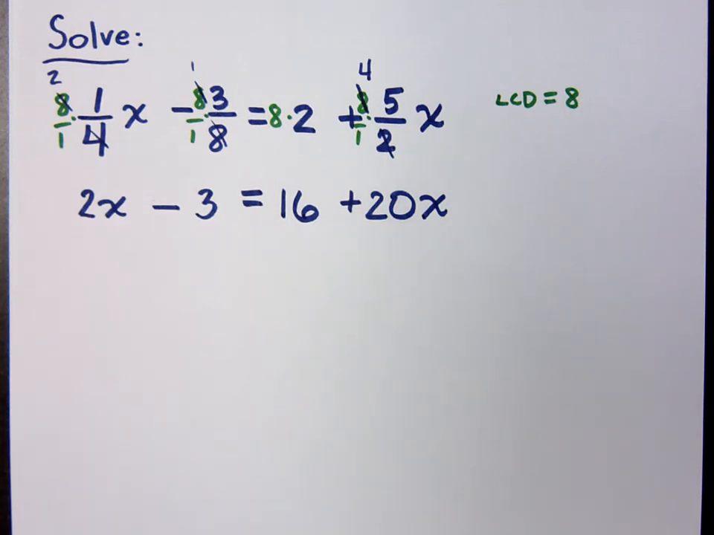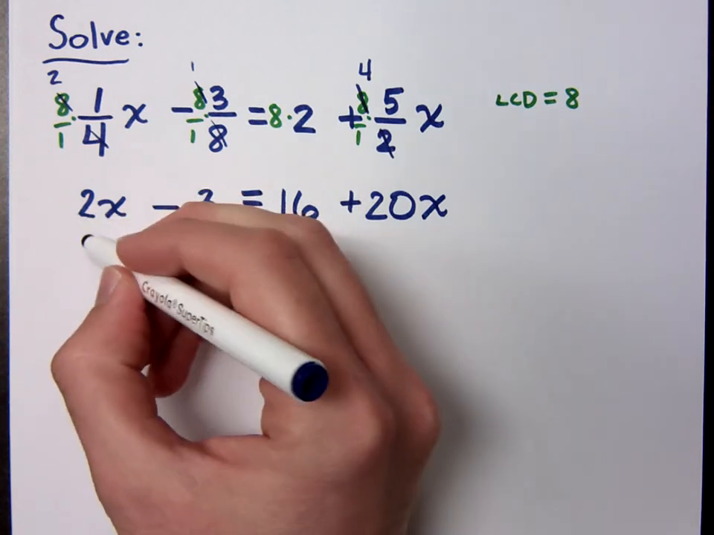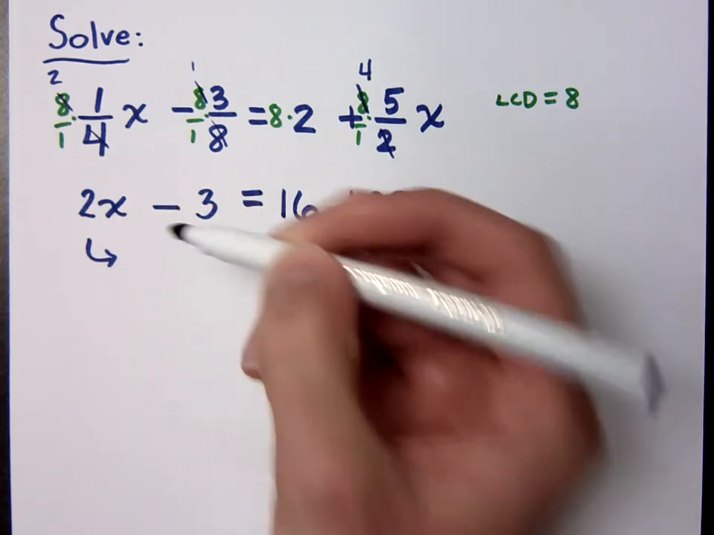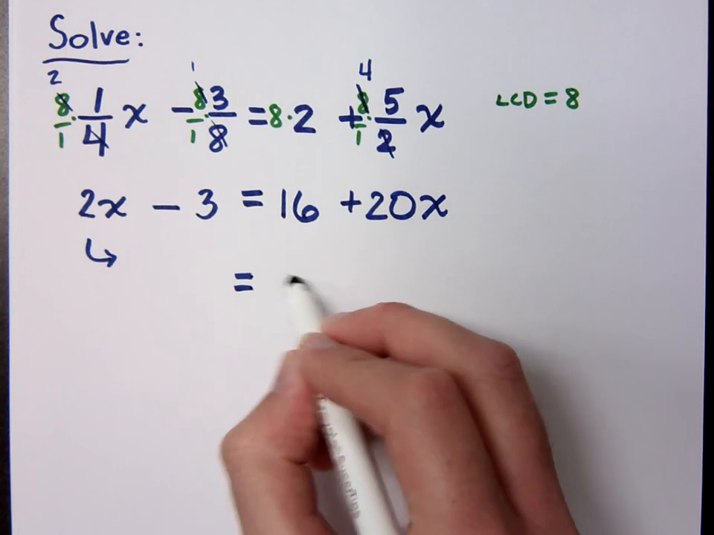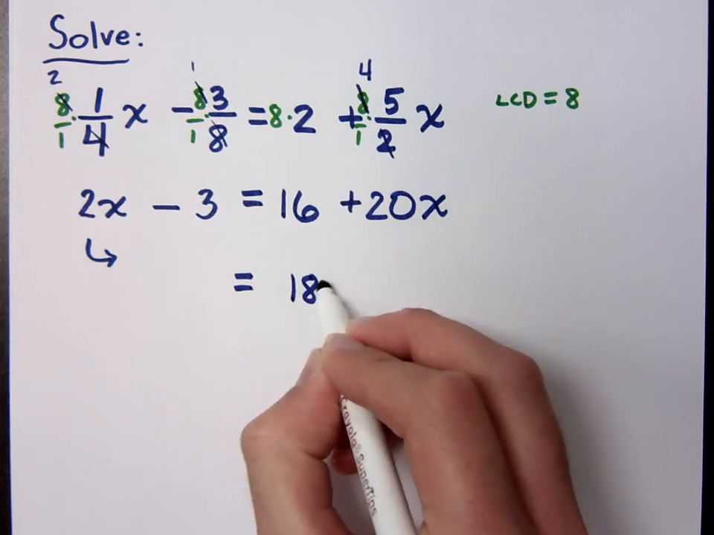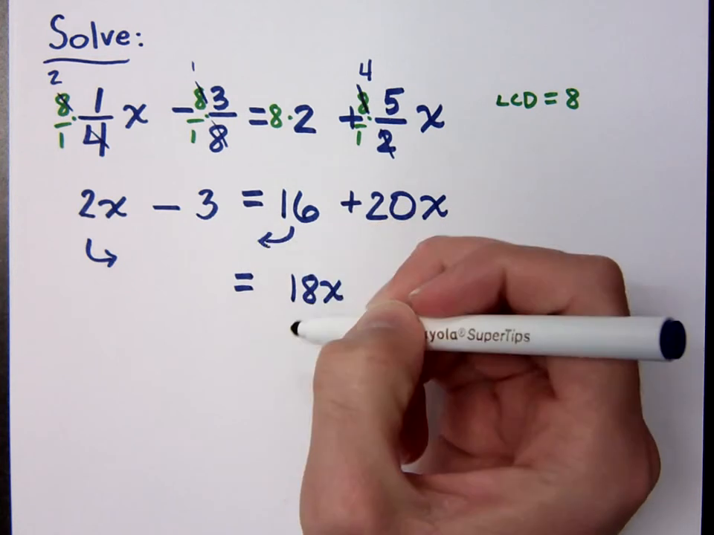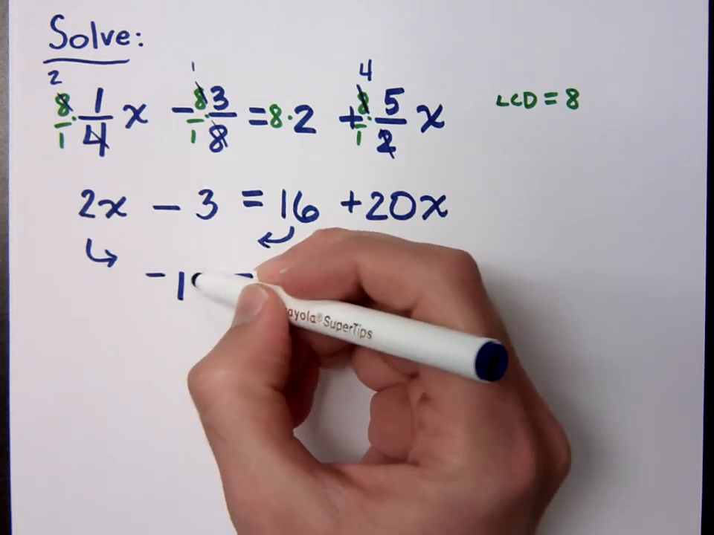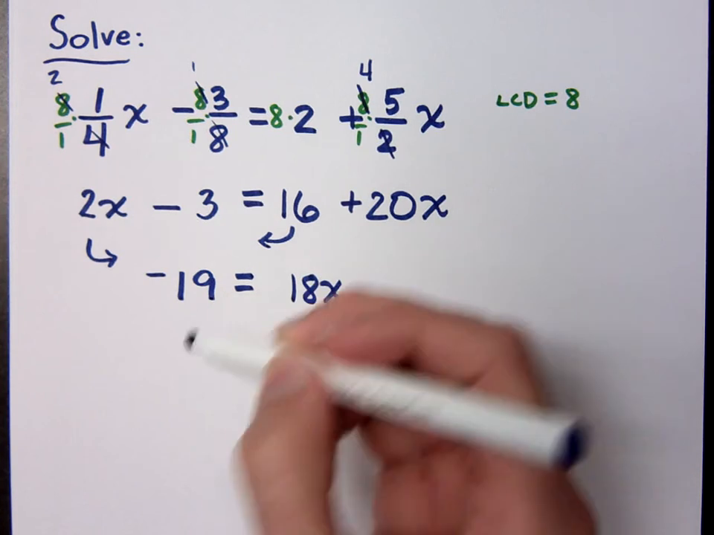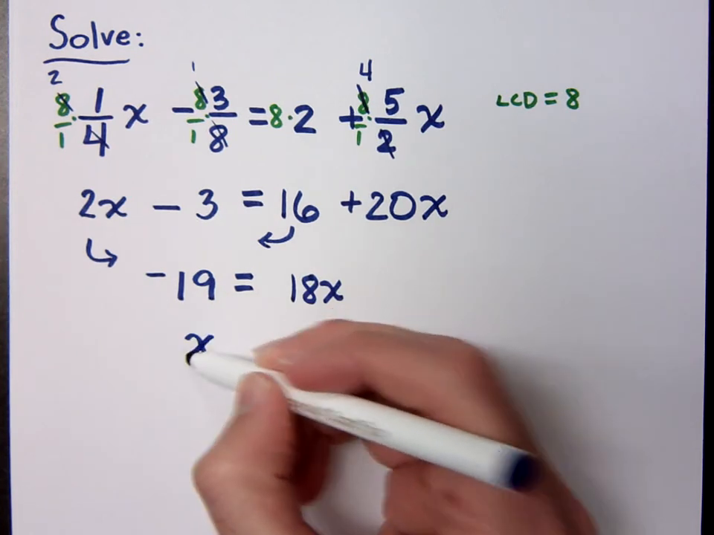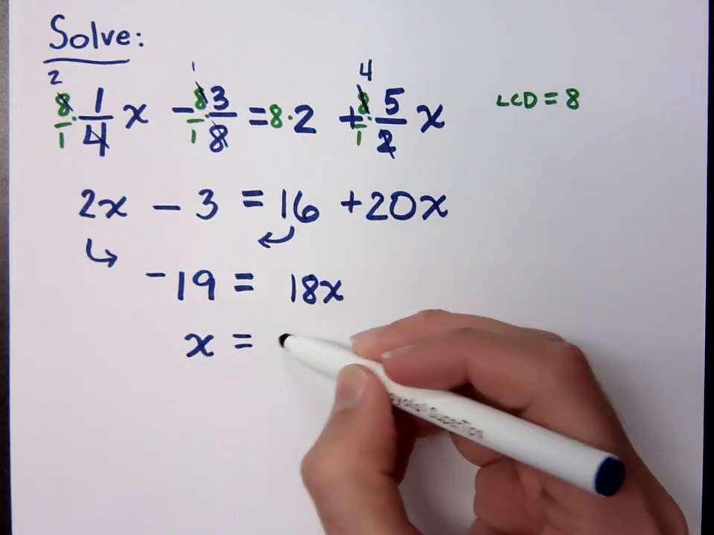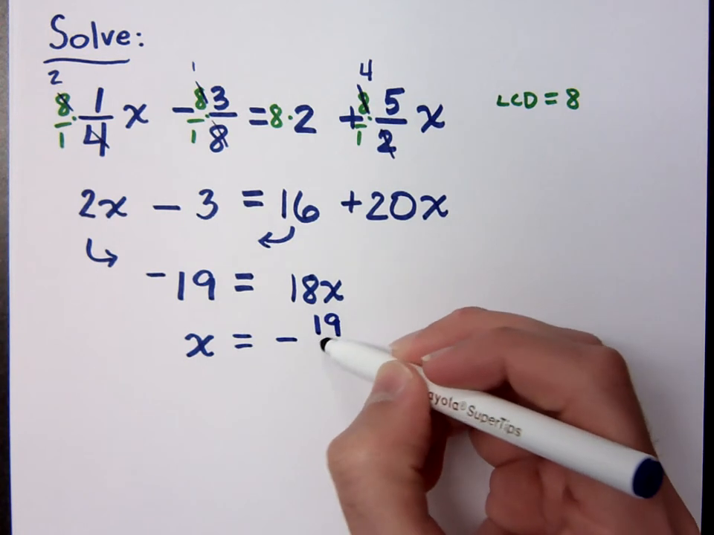So get all of your x's to one side and constants to the other. That's what we used to do. How am I going to do that here? So if I move the 2x to the right side, that's going to give me what? That gives me 18x. Move the 16 to the other side, and you get what? So divide both sides by 18, so what does x equal? Negative 19 over 18.